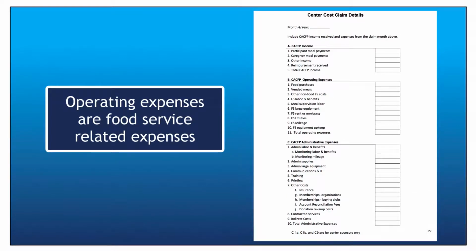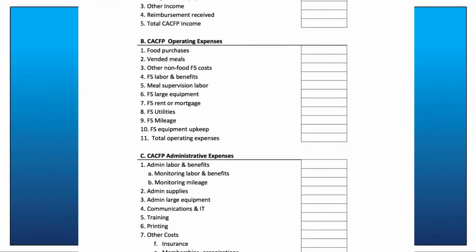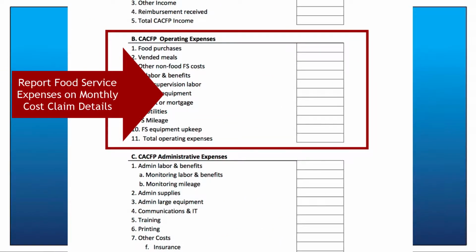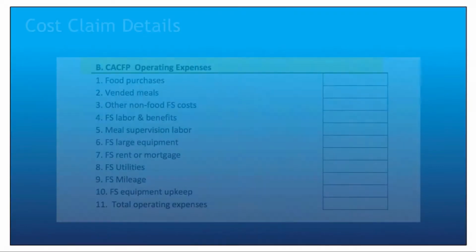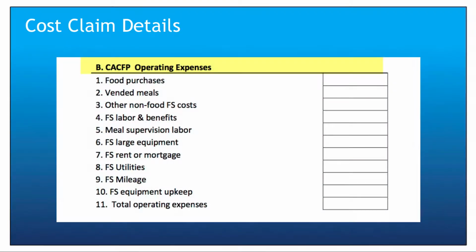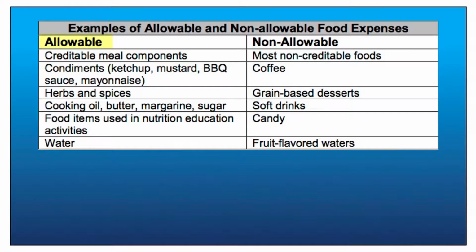Operating expenses are food service-related expenses and are reported in Part B of the monthly cost claim details. All CACFP food expenses must be reported, including vended meals, which should be reported on a separate line. Allowable food costs include items used in the preparation of a reimbursable meal. Allowable food expenses include all creditable meal components.